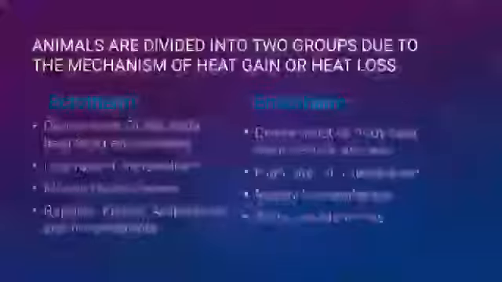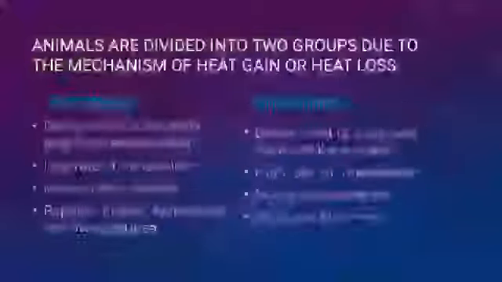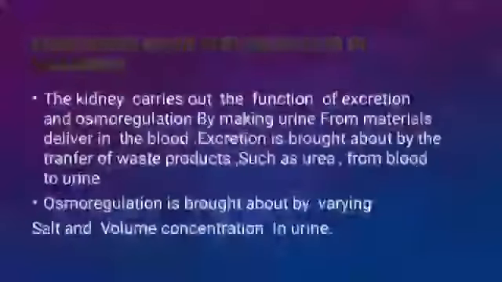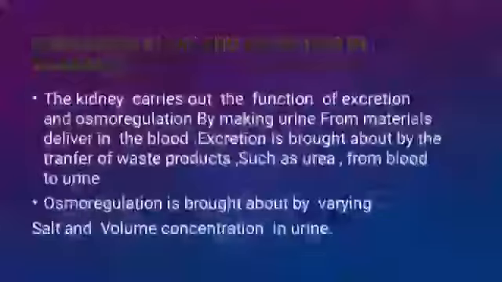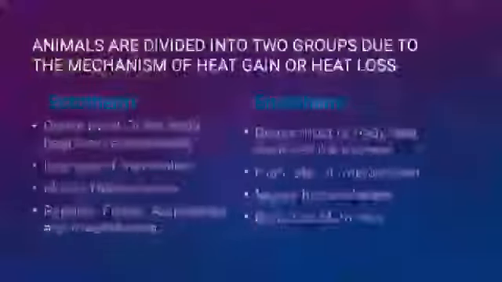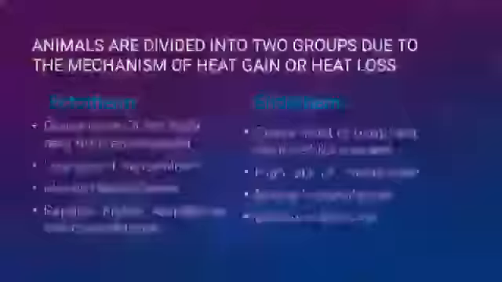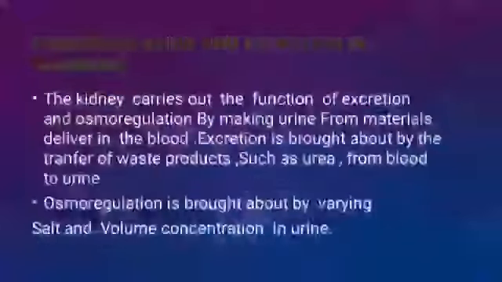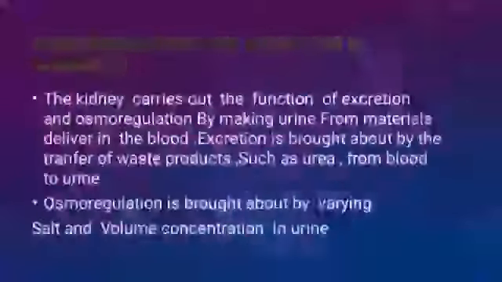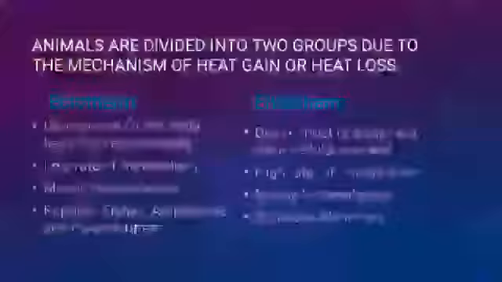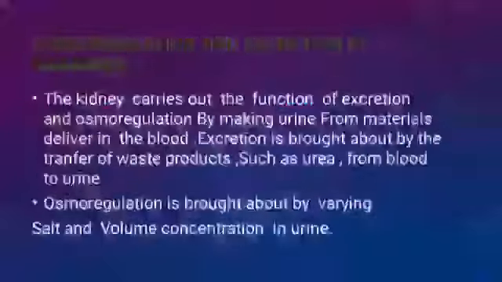Then, osmoregulation and excretion in mammals. The kidney carries out the function of excretion and osmoregulation by making urine from material delivered in the blood. Excretion is brought about by the transfer of waste products such as urea from blood to urine. Osmoregulation is brought about by varying the salt and volume concentration in the urine.